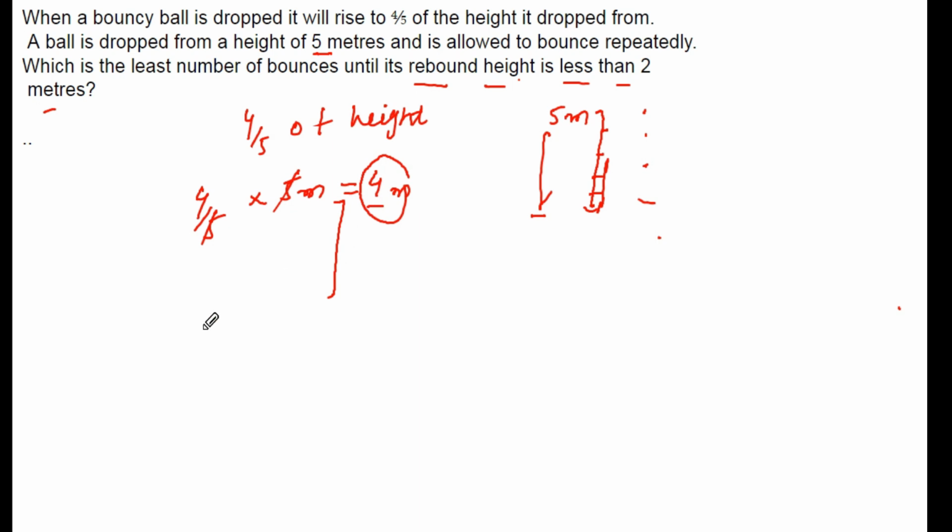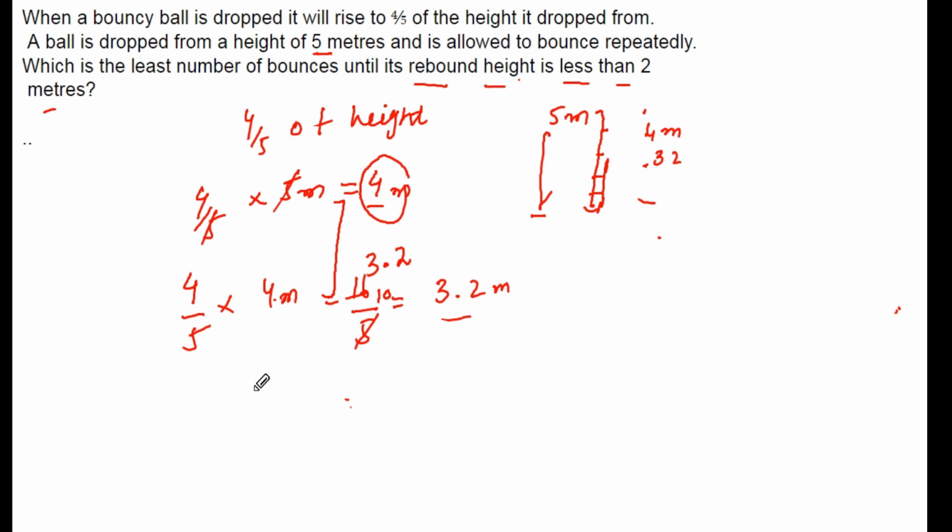For finding the second rise, what do we have to do? 4 by 5 of 4 meter. Now what will be your answer? 4 times 4 is 16 divided by 5, and that is equal to, 5 times 3 is 15. 1 is left, so we have to put a decimal. It will become 10. So 5 times 2 is 10. So 3.2 meter is the second height. First was 4 meter, then 3.2.